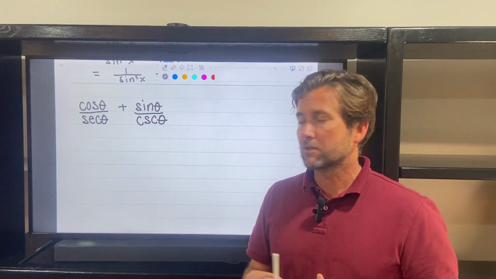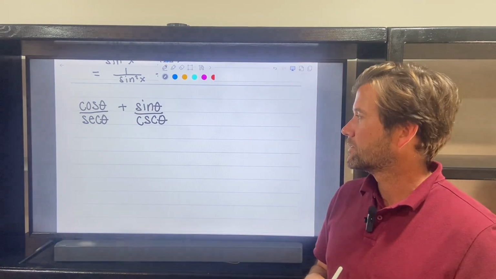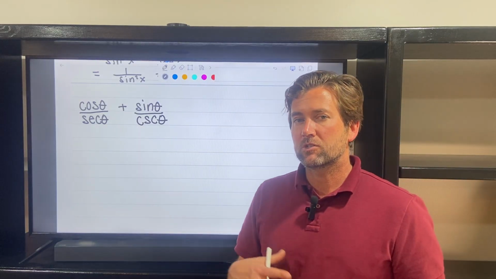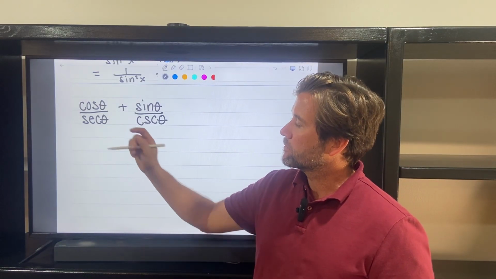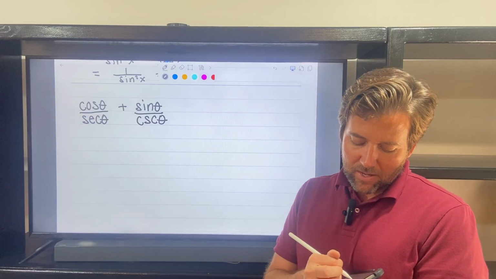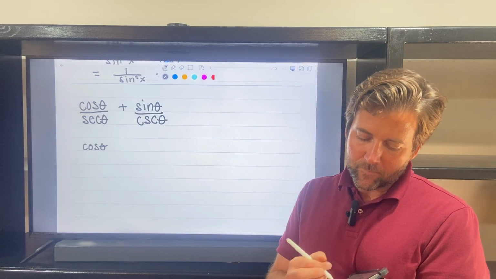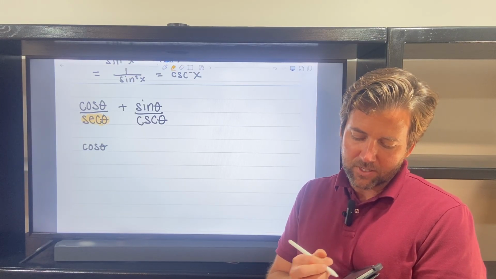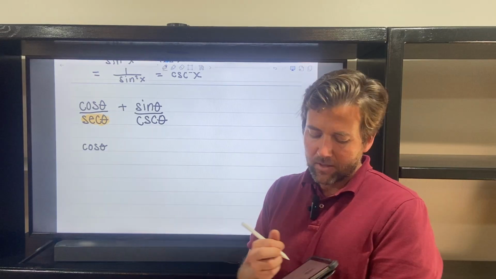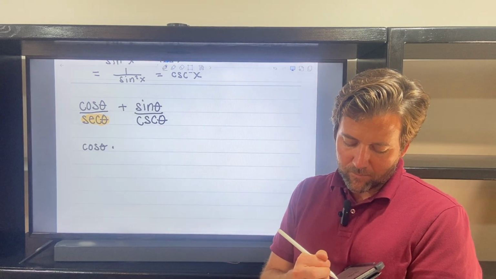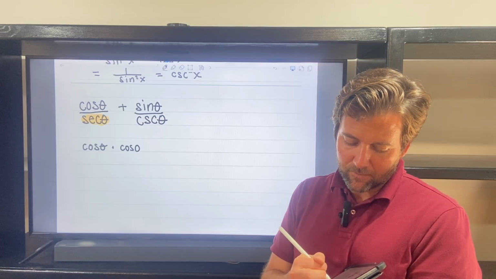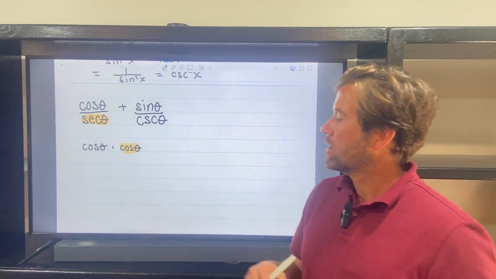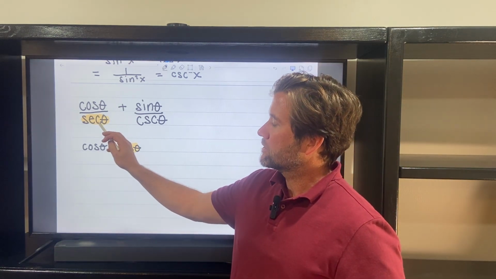All right, feel free to pause the video if you want to try this one on your own. All right, so I'm not seeing any trig functions squared right now. This is kind of strange, seeing cosine of theta over secant of theta. So I know that 1 over secant theta, see how the secant theta is in the denominator there? That's equal to cosine of theta. This kind of goes back to that previous problem. The reciprocal of secant is cosine of theta.